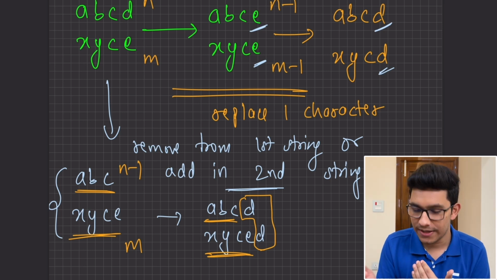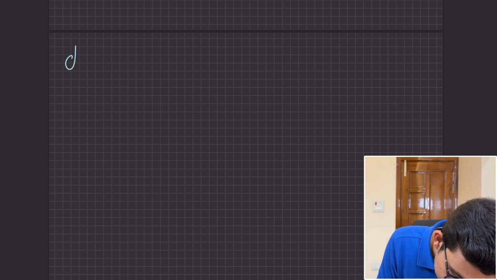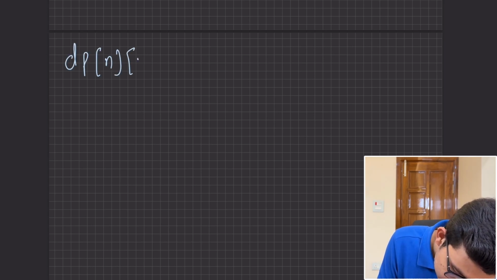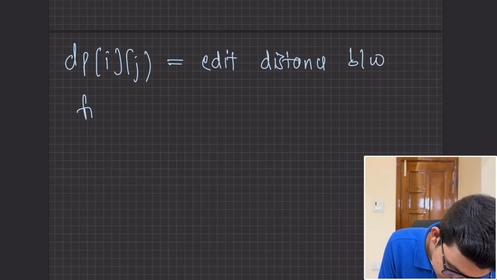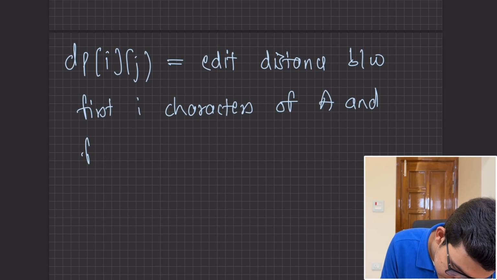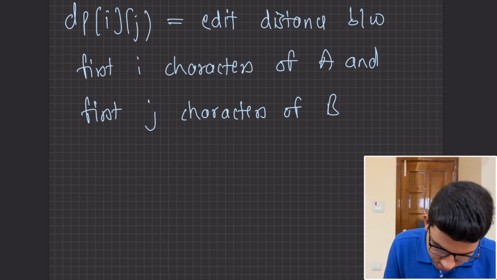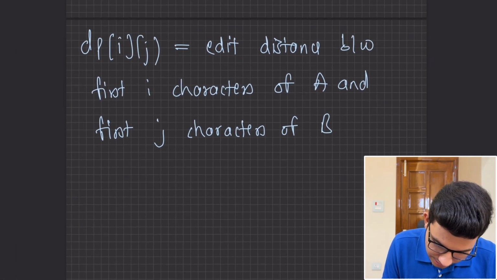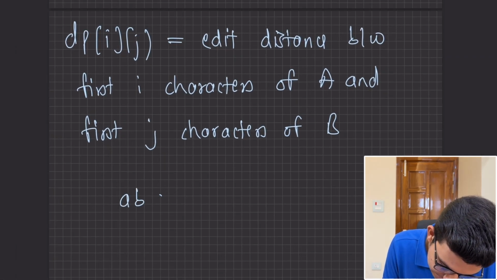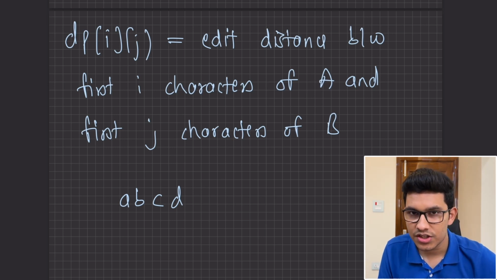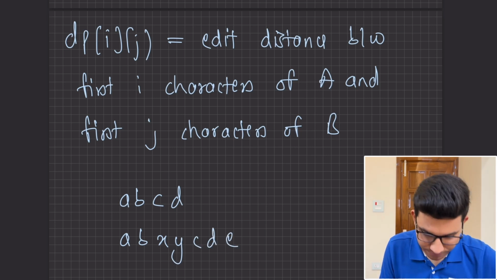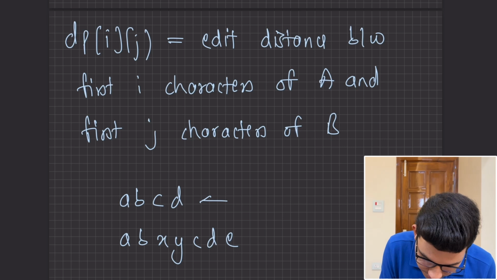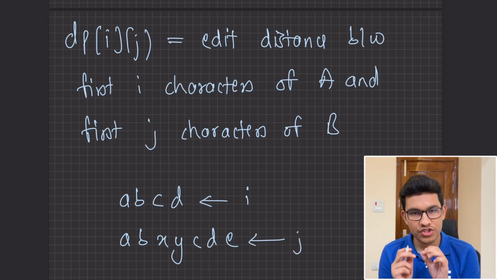So now can we think of a DP state? Yes, we could say something like DP of n comma m, or let's put it like this, DP of i comma j is equal to the edit distance between the first i characters of A and the first j characters of B. Let's suppose the first i characters of the string A are A, B, C, D, and the first j characters of the string B are, let's suppose, A, B, X, Y, C, D and E. Okay, let's suppose these are the first i characters and these are the first j characters of string B.